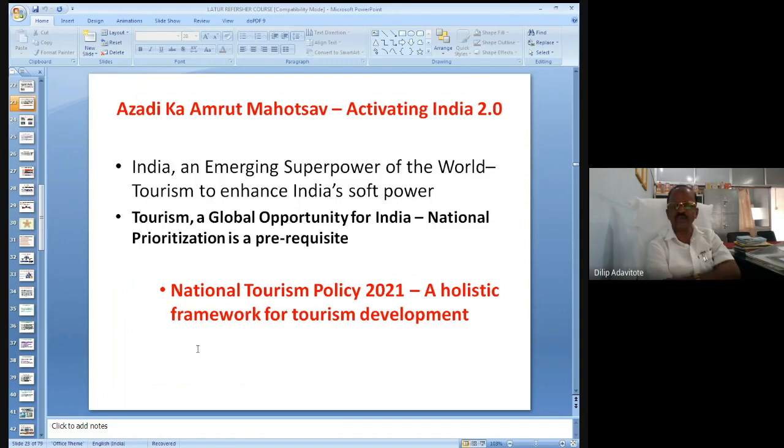And from that point of view, our central government last year, 2021, announced the national tourism policy, a holistic framework for tourism development. Remember, Atmanirbhar Bharat, Azadi Ka Amrit Mahotsav, it is nothing but we are moving towards activating India at 2.